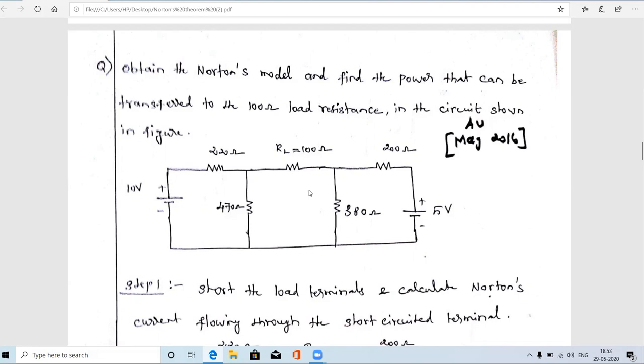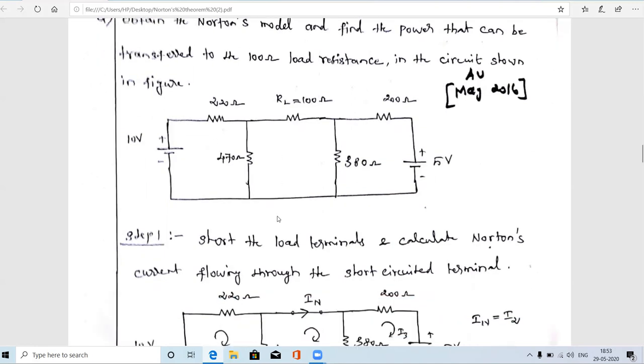Okay, so already you know what is meant by Norton's theorem. We have to replace the entire circuit across this load by one single current source in parallel with a resistance. It is called the Norton's model. In that, we have to find two things: one is the Norton's current source, and the other is the Norton's equivalent resistance. In step number one, we have to find the Norton's current.